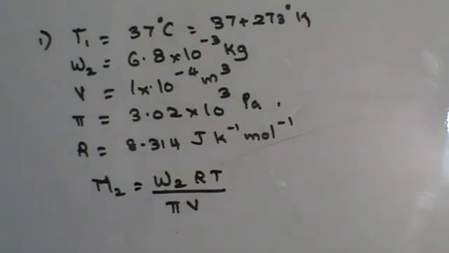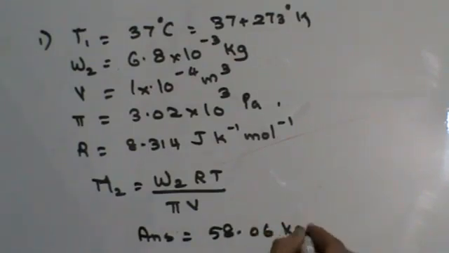Straightforward. M2 is equal to W2 RT upon pi V. All the values are given to you. You have to just multiply, divide and get the answer. The answer for this should be 58.06 kgs per mole. Next, take on next one, please.